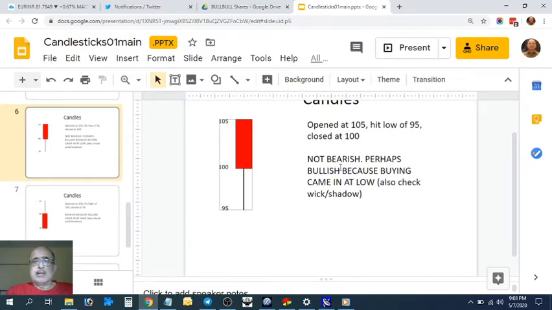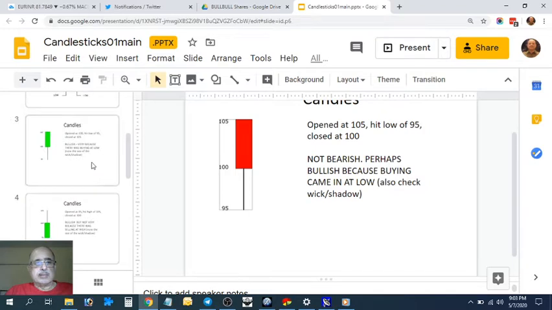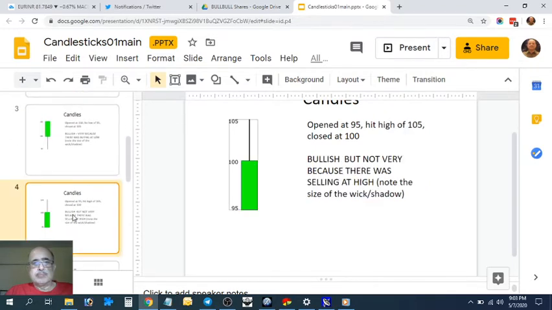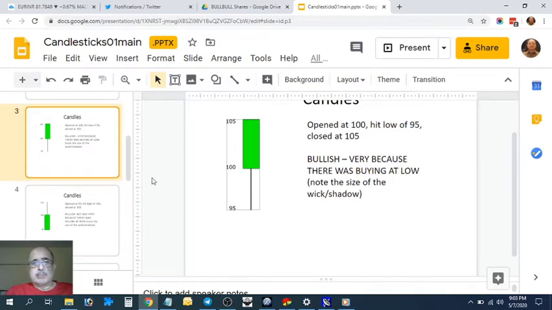The next. I'm sorry, it's running too fast. In this candle, it opened at 100, it hit a high of 105, it closed at 105. It also saw a low of 95. It closed at the high. That means it's a very bullish candle because the selling was rejected. There was buying at the low. Then it went on, it opened here, it crossed all above and it closed at the high of the day. It's a very bullish candle.